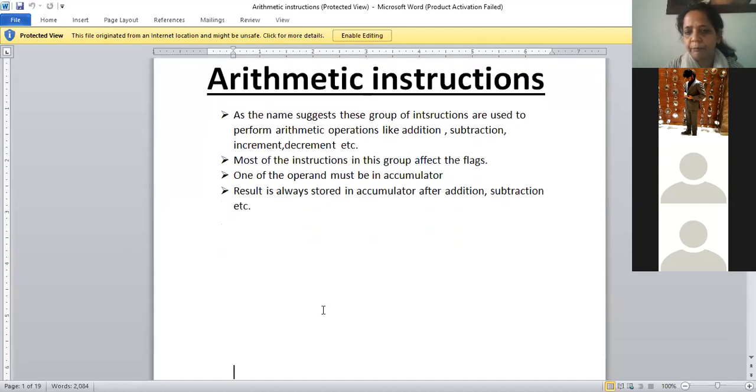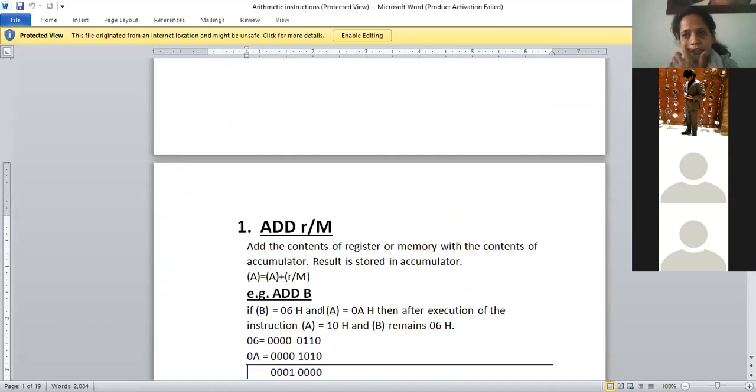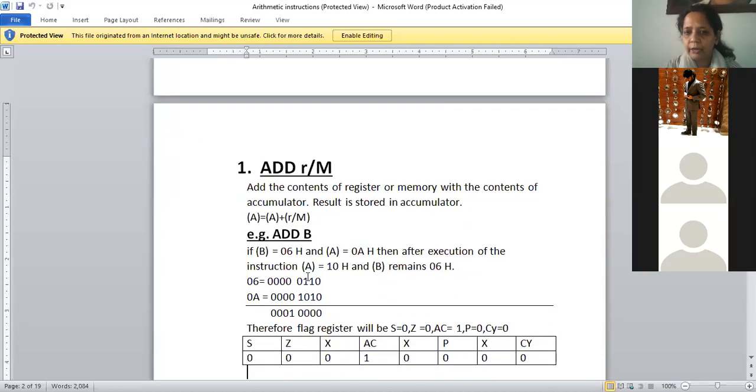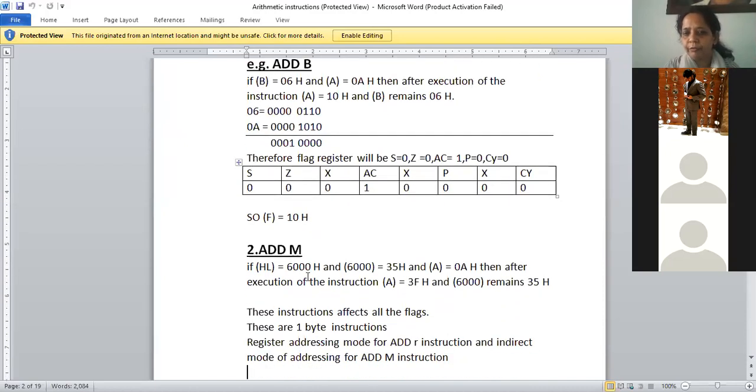One is simple ADD instruction. So ADD, then you have to mention the register name or the memory. The contents of that register will be added with the accumulator and the result will be stored in the accumulator. All the arithmetic instructions affect the flags. Data transfer group doesn't affect the flags.